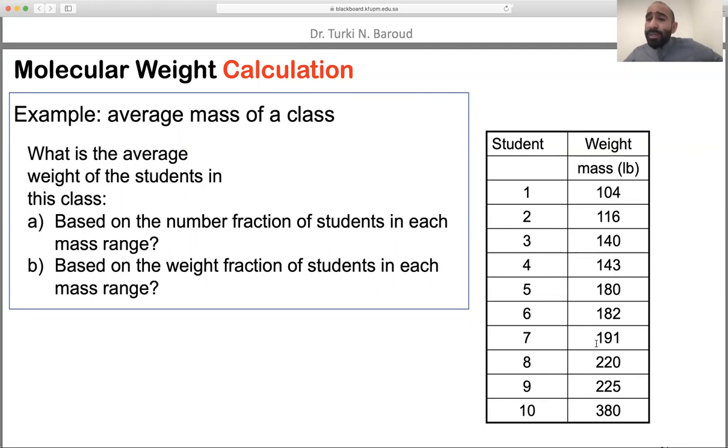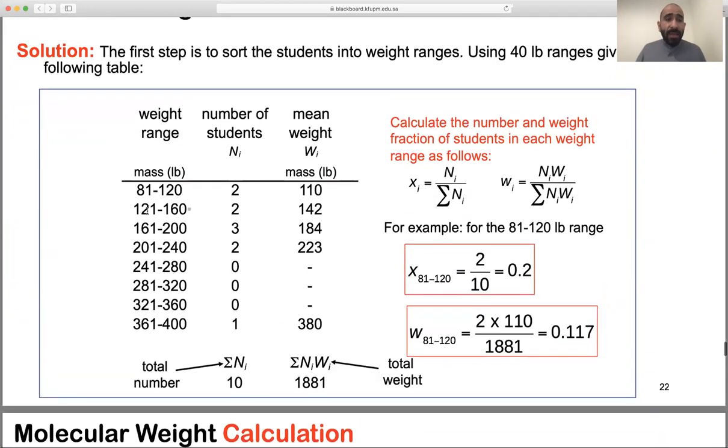The first step is to sort them into ranges. From this weight to this weight is going to be one group, and from this to this is going to be another group. So we group them, and then we see how many students are in each range. We got 2 students in this range, then 2, 3, 0, 1, whatever. And then the mean weight of each range is going to be 110, 142, 184.